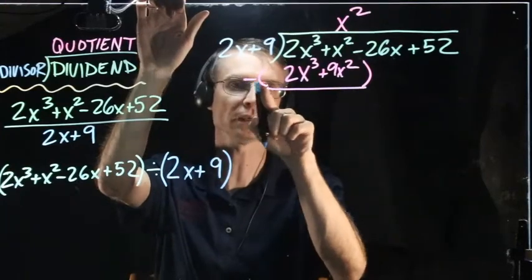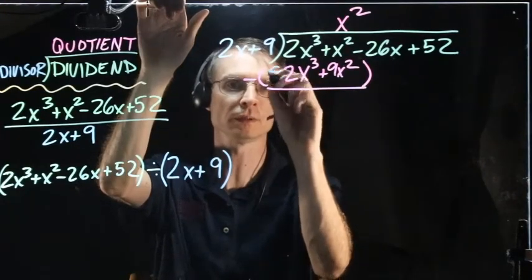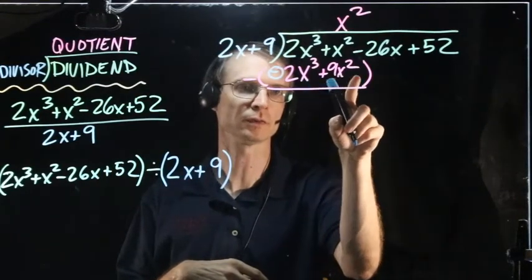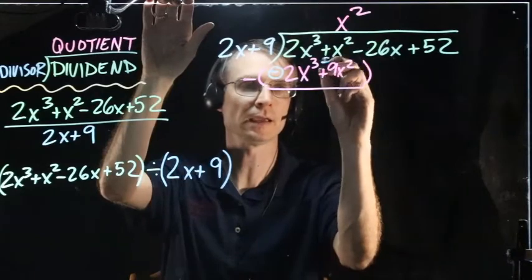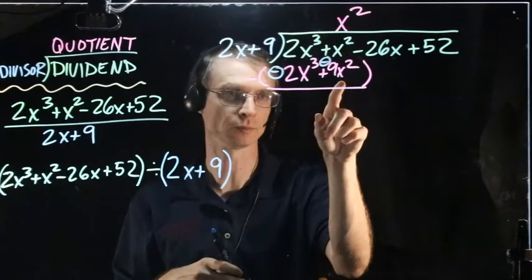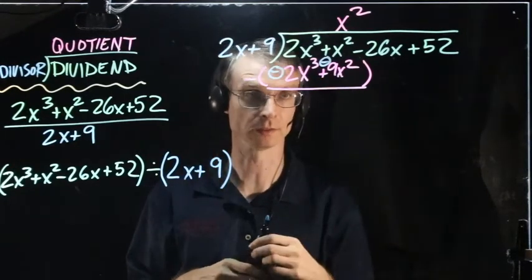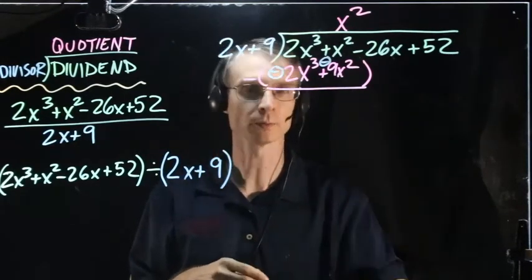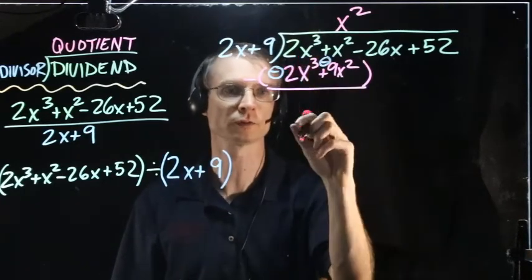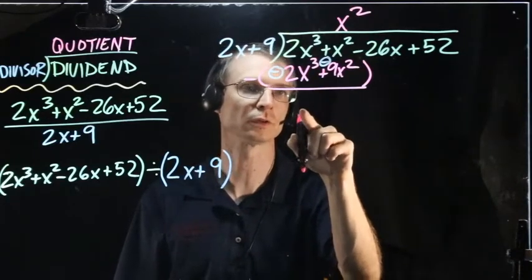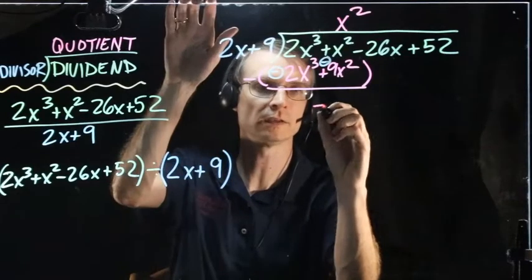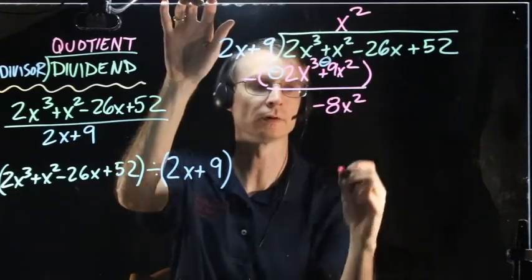So if I take negative times 2x cubed, that's going to be a negative 2x cubed. Negative times a positive 9x squared, excuse me, that's going to give me a negative 9x squared. Now we're going to go ahead and combine these terms. 2x cubed minus 2x cubed is 0. Okay, I'm not going to write it. I'm just going to leave it there like that. x squared minus 9x squared is negative 8x squared.